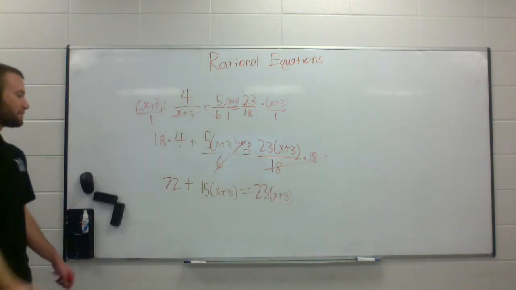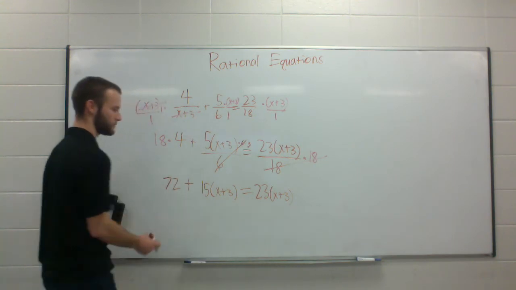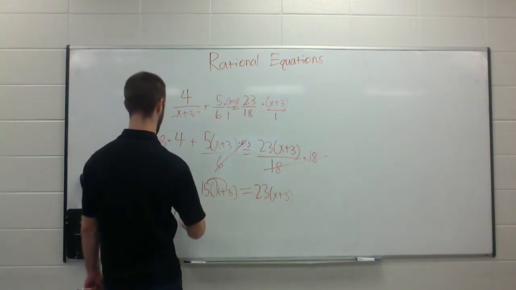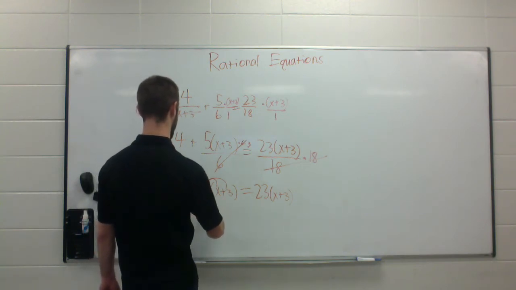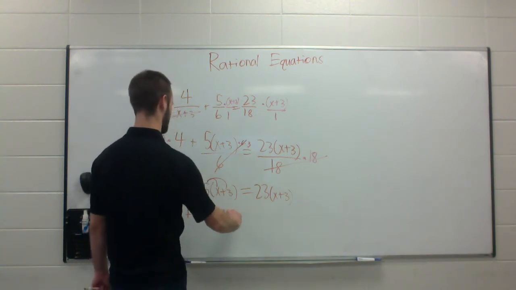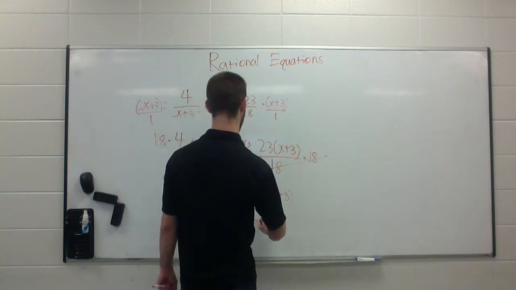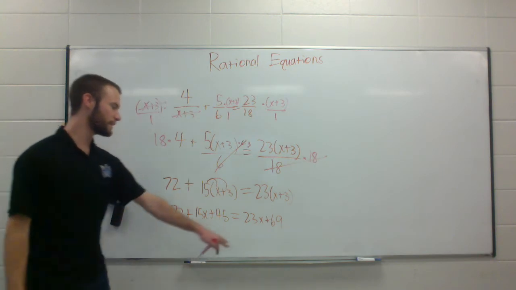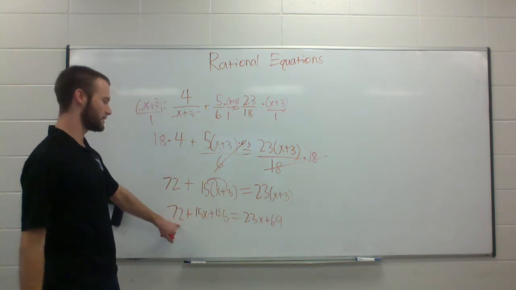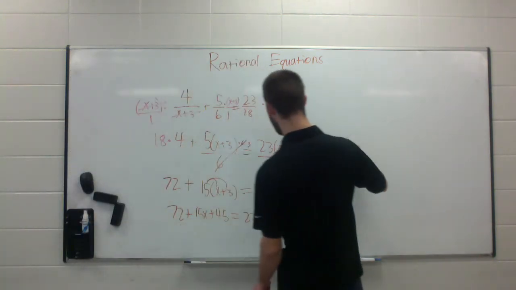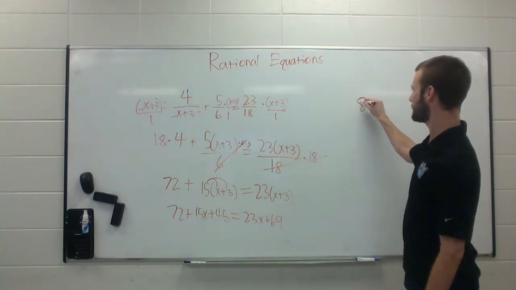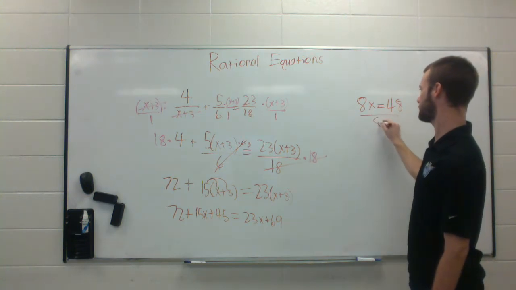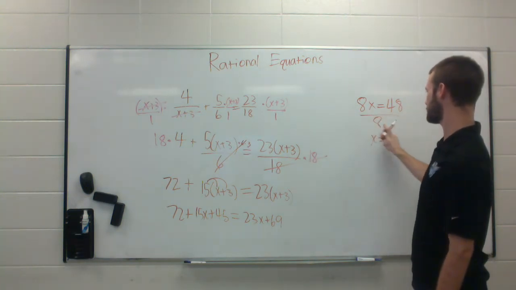At this point, it's a simple equation. We don't have any denominators, we just have a one-variable linear equation. So 15x plus 45 equals 23x plus 69. And if we gather up all the numerical terms on one side and the variables on the other side, we'll end up with 8x equals 48 and x equals 6.